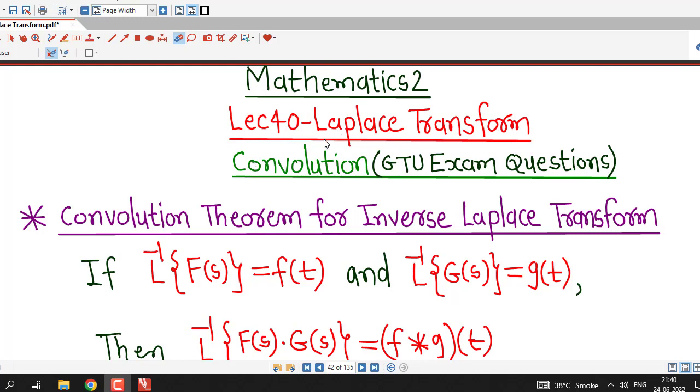Hello friends, I welcome you in lecture number 40 on Laplace transform. In this lecture we will discuss convolution theorem for inverse Laplace transform. We have discussed convolution theorem for Laplace transform in lecture number 39. So we first recall that result.